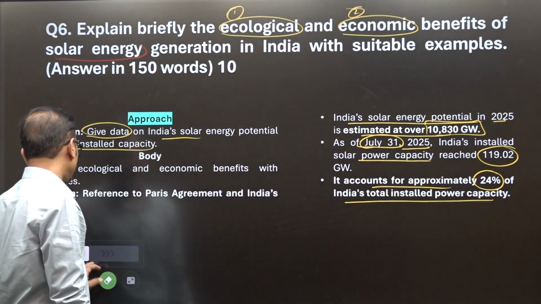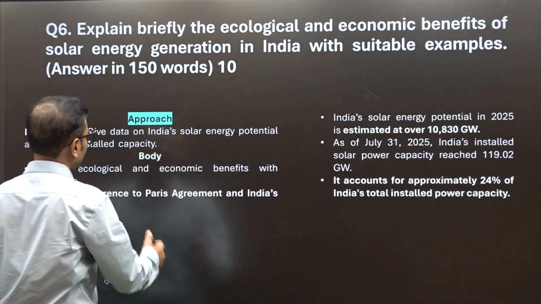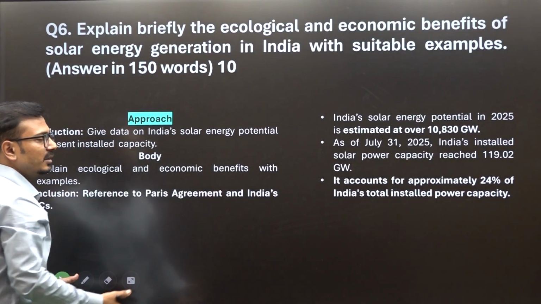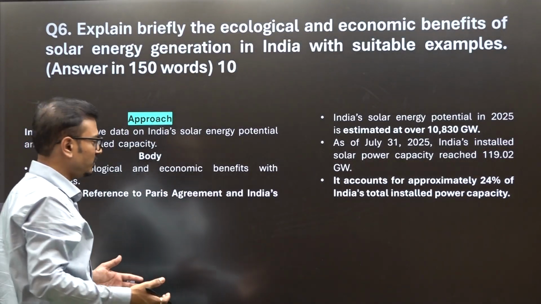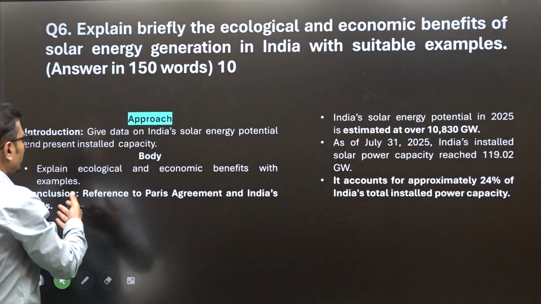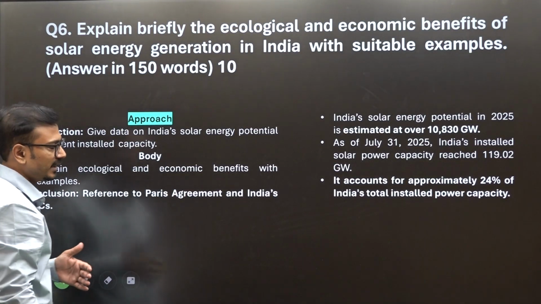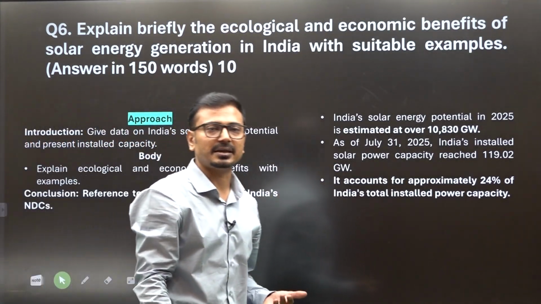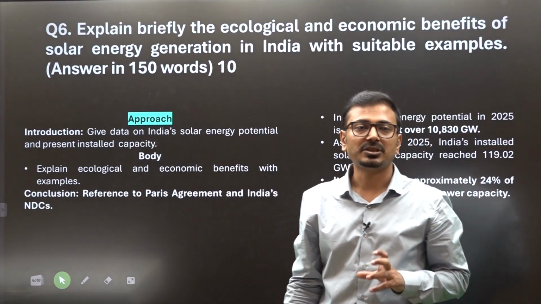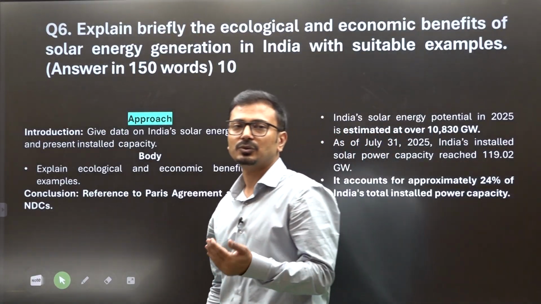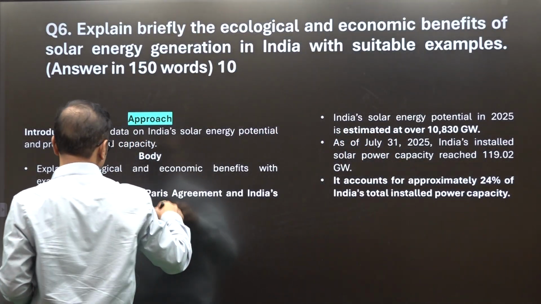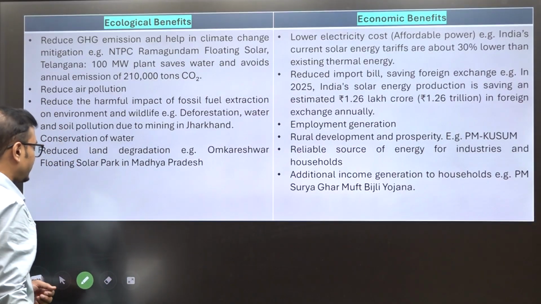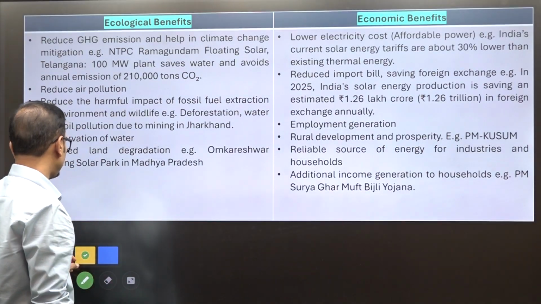In the body part, what you can mention is ecological and economic benefits. We can divide separately or in a tabular manner also. And finally, in the conclusion, reference to Paris Agreement and India's commitments to the Paris Agreement in the form of Nationally Determined Contributions, and how solar energy is helpful in achieving them. So look at the benefits here. What kind of benefits are we having?